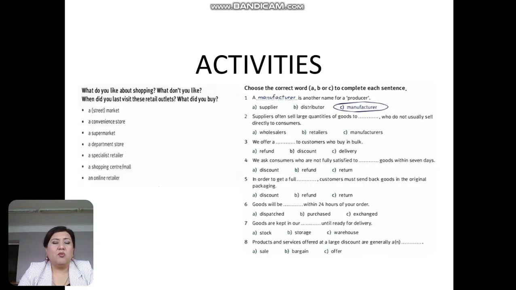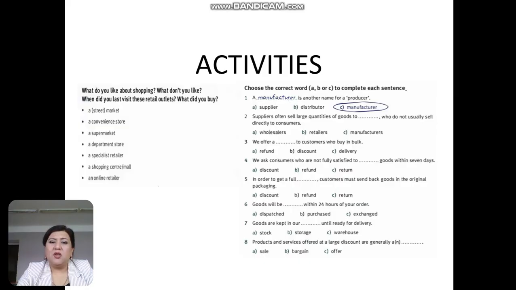And during our lesson, we'll do some activities. The first activity is about shopping. What do you like about shopping? What don't you like about shopping? When did you last visit these retail outlets? What did you buy? You have to write the answers in written form.